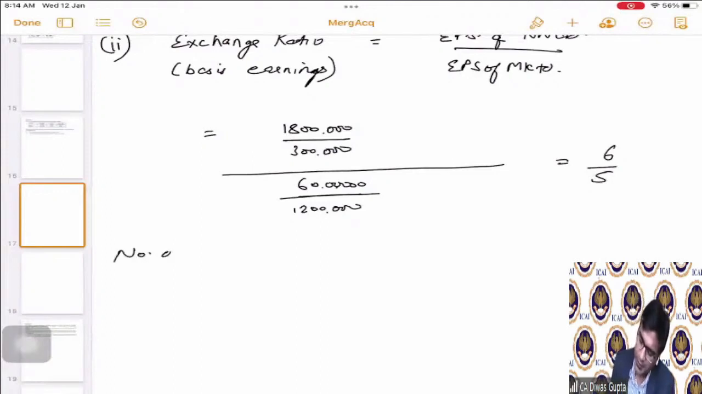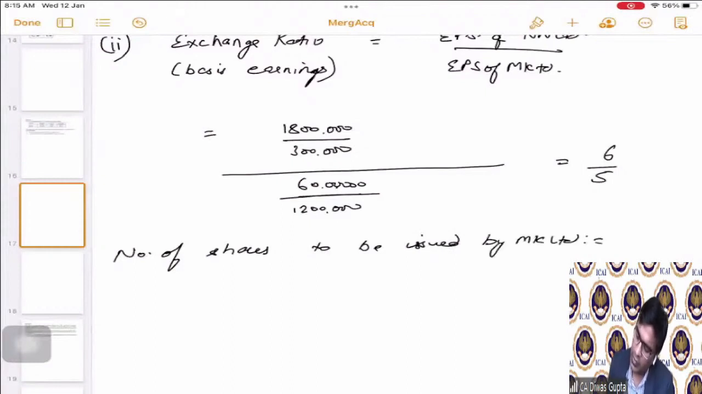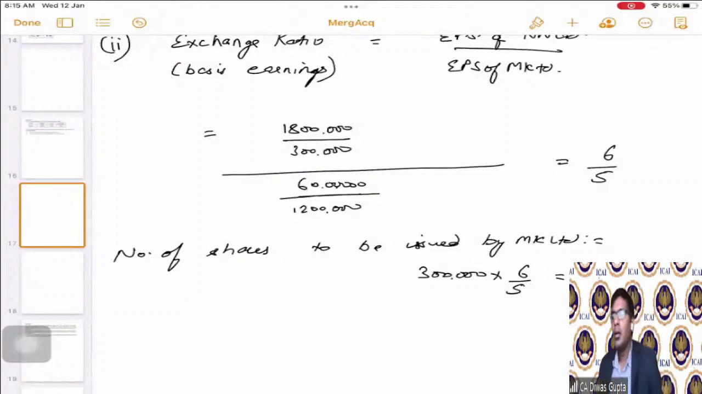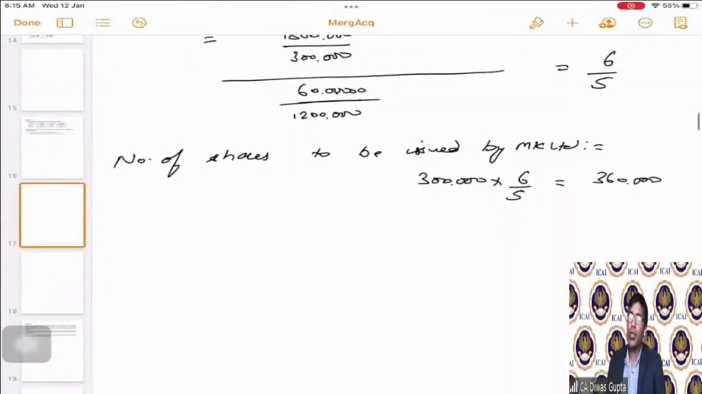Now the number of shares to be issued by MK Limited is 3,60,000. So the total number of shares to be issued by MK Limited to the shareholders of NL Limited is 3,60,000.